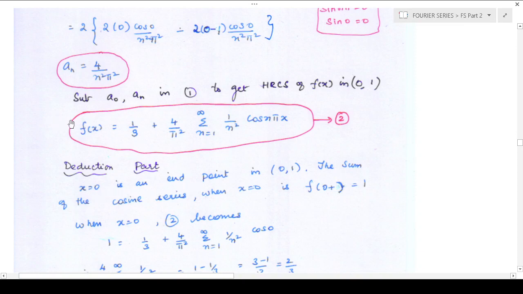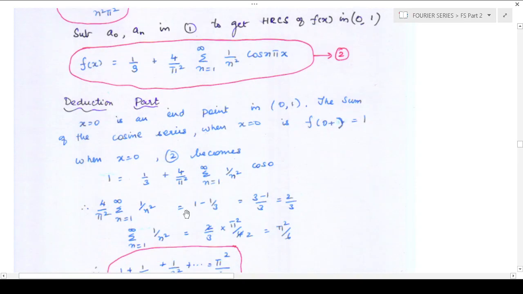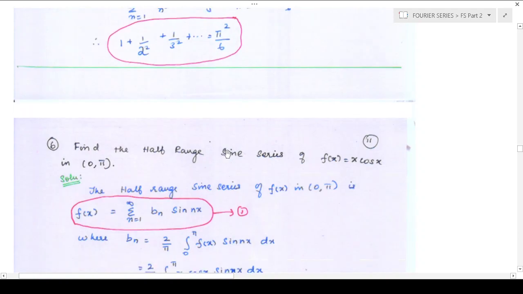So the sum of the cosine series when x equal to 0 will become 1. You are substituting here when x is 0. Substitute 0 on the right side. Left side is 1. Right? Simplify it. Just keep summation 1 by n square, n tending from 1 to infinity, alone on the left side. Other than that, you take it to the right side. You will get the required result.